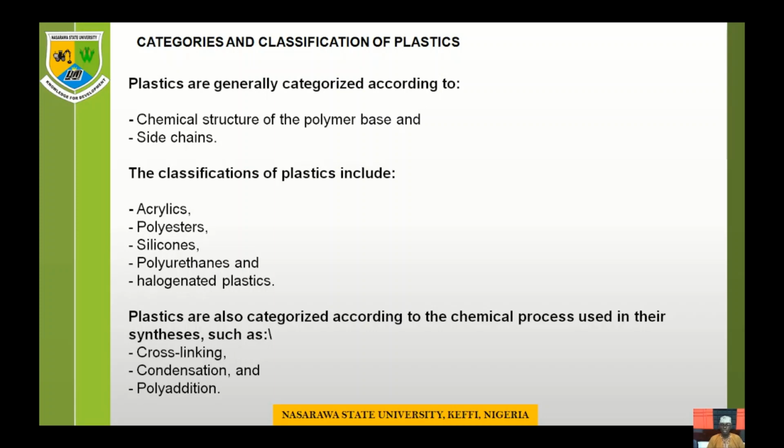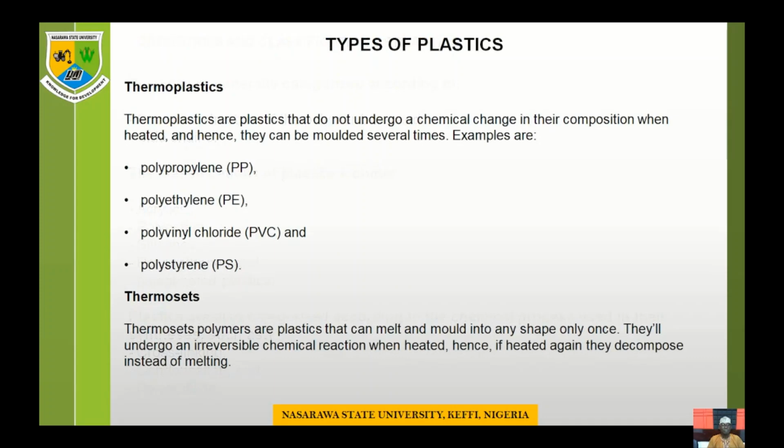Plastics are also categorized according to the chemical process used in their synthesis, such as cross-linking, condensation, and polyaddition. You know, most plastics are synthesized, they are not natural. So, depending on the process that is used to synthesize them, that's how you come about this categorization. That's cross-linking again, condensation, and polyaddition.